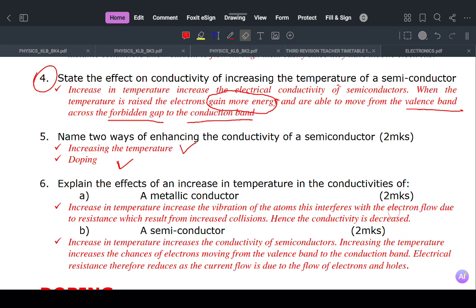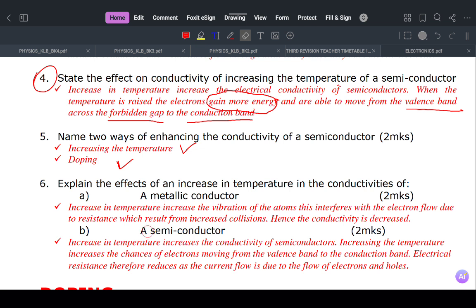heating will raise the temperature of the wire. As a result, the atoms in it are going to start vibrating. Okay, such vibrations will interfere with electron flow because of increase in electrical resistance. Therefore, conductivity is going to decrease.